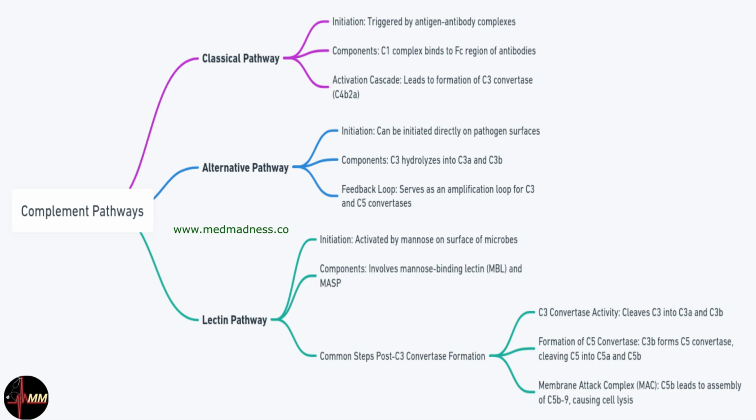Here's a challenge for you. If a patient has a deficiency in factor B, which of the complement pathways would be primarily affected, and what would be the implications? Drop your answers in the comments below, and let's discuss in our next episode.